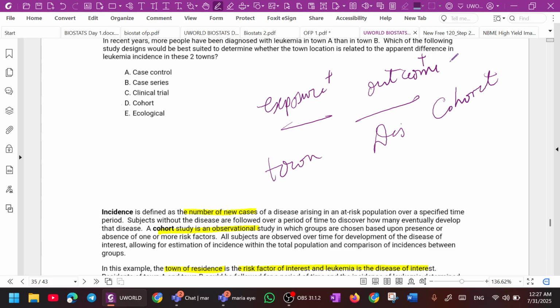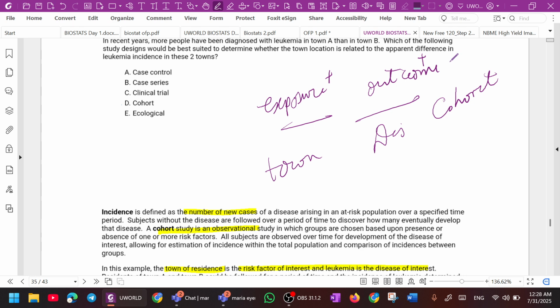Okay. So if you do an ecological study, you cannot make conclusions based on patients. You cannot say patients in this town are more likely to develop it. You cannot talk about the patients if you do ecological. You get what I'm saying? It will be hard to make a conclusion with just the ecological. They're asking what would be the best study to make conclusions.